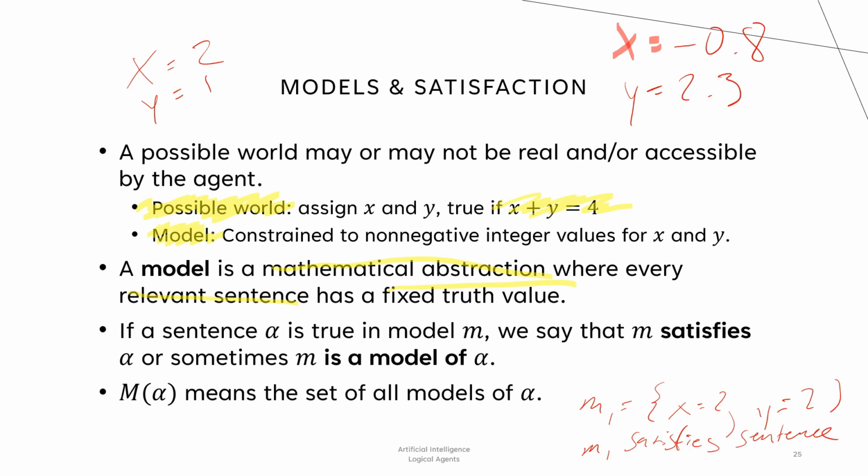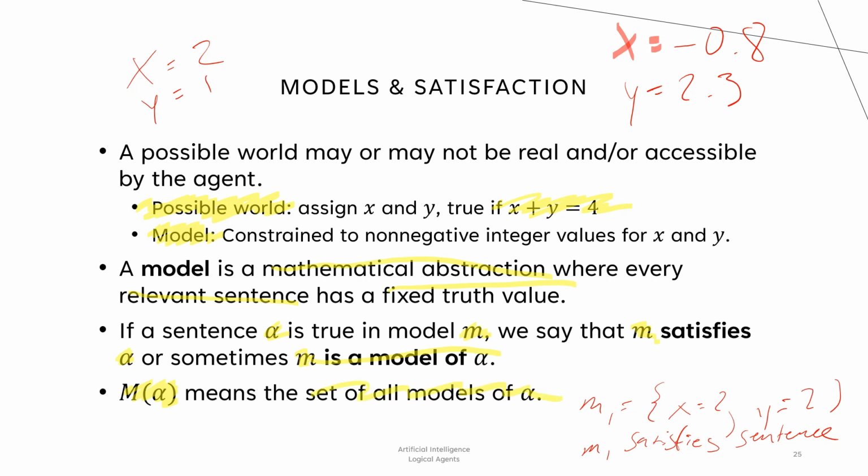Okay, so the sentence alpha is true in model M. We say that M satisfies alpha, or sometimes M is a model of alpha. In this case, we say the model satisfies alpha if alpha is x plus y equals 4, right? And then M of alpha just means the set of all models of alpha. So every model that can satisfy alpha is going to be within M of alpha.